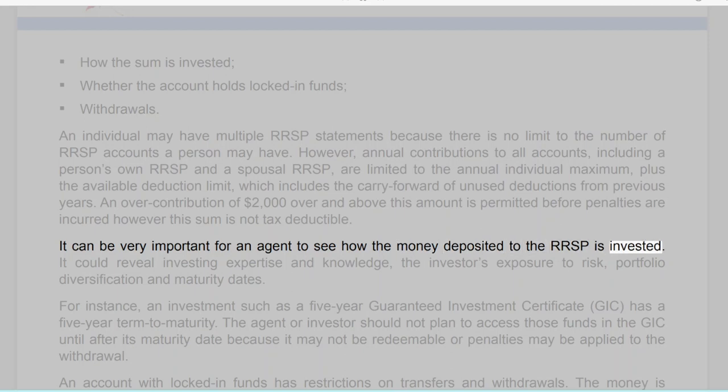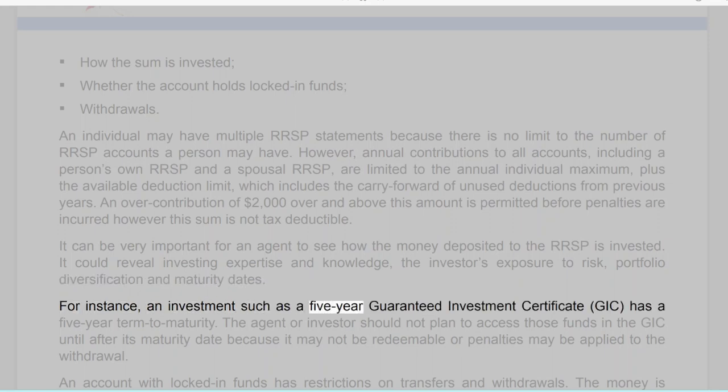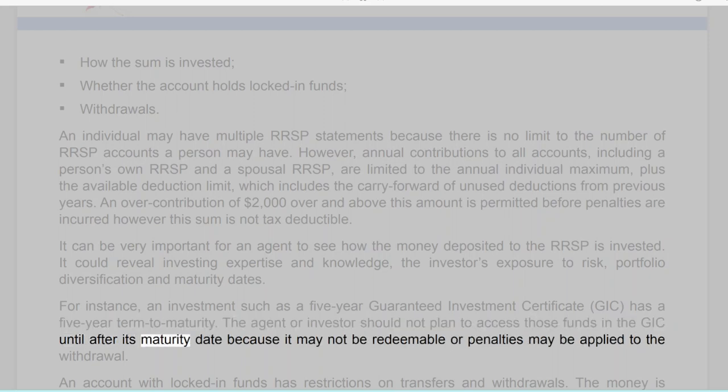It can be very important for an agent to see how the money deposited to the RRSP is invested. It could reveal investing expertise and knowledge, the investor's exposure to risk, portfolio diversification, and maturity dates. For instance, an investment such as a 5-year guaranteed investment certificate, GIC, has a 5-year term to maturity. The agent or investor should not plan to access those funds in the GIC until after its maturity date, because it may not be redeemable or penalties may be applied to the withdrawal.